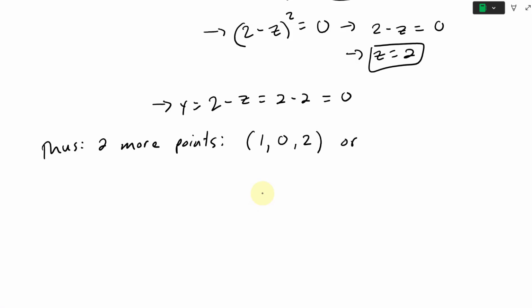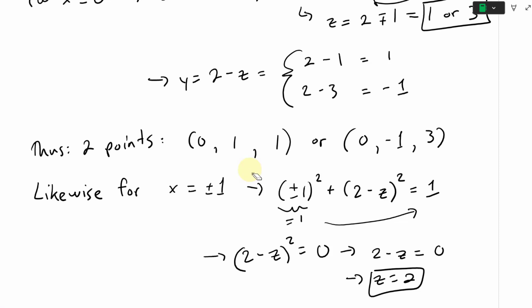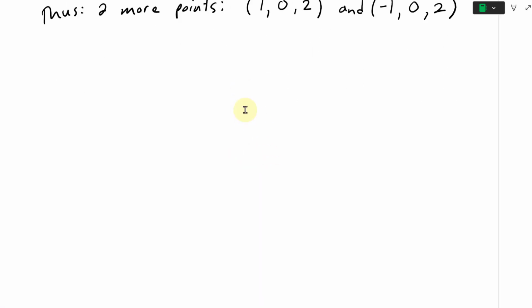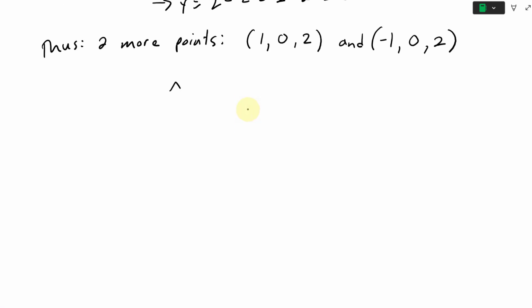I'll put "and" instead of "or". The next one is, when x is -1, it doesn't change the z or y values, so it's still going to be 0 and 2, like that. Alright, so now we have 4 points, and we're going to graph these out, and we're going to get the ellipse. These are the points of intersection, so let's just graph these out now.